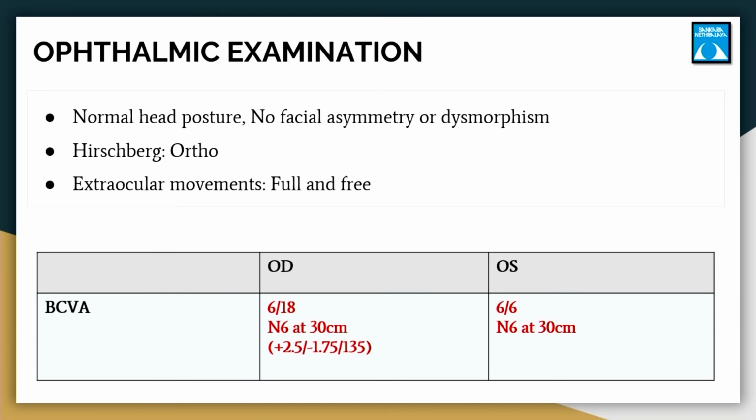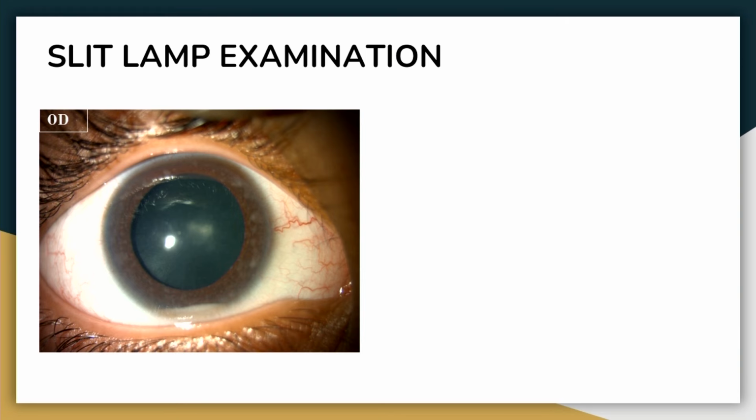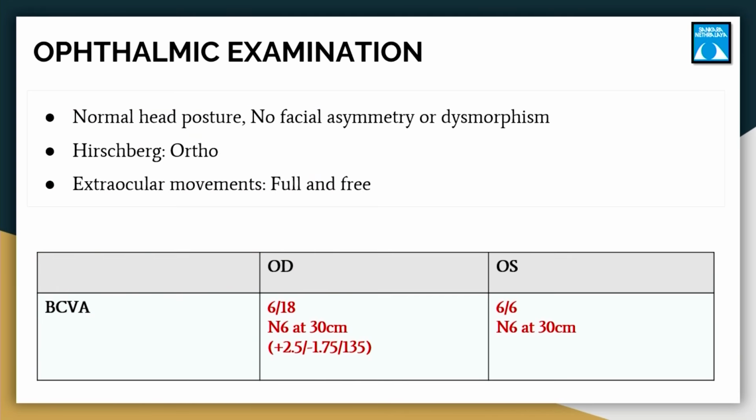On ophthalmic examination, he had a normal head posture, no facial asymmetry or dysmorphism. He was orthophoric on Hirschberg testing. His extraocular movements were full and free. Best corrected visual acuity of the right eye was 6/18 using a Snellen's chart and N6 at 30 centimeters, and his left eye was 6/6 with an N6 at 30 centimeters. There is no refractive error on the other side, is it? Is plano? No, sir, he was plano.